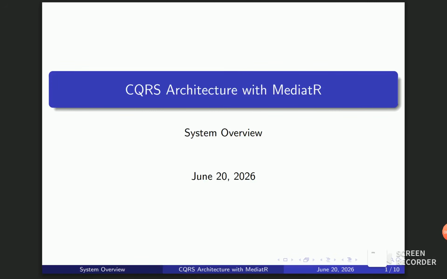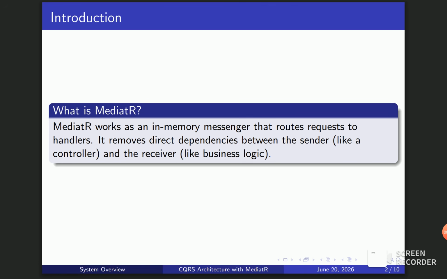We're going to be giving a simple overview of MediatR and how MediatR works with the CQRS design pattern. That's the Command Query Responsibility Segregation design pattern. So MediatR is an in-memory messenger that routes requests to handlers. It removes direct dependencies between the sender, like a controller, and the receiver, which is the business logic.